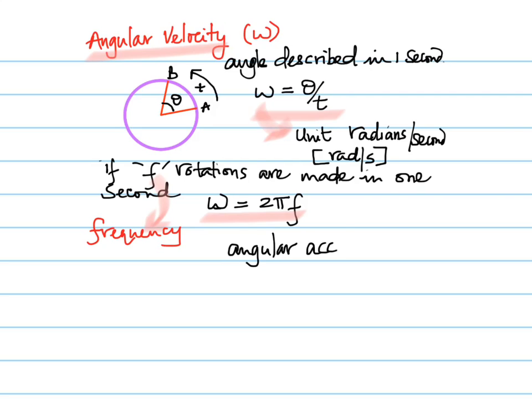Okay. Angular acceleration. The symbol is alpha. And it is defined as d omega by dt, the rate of change of angular velocity. Unit, radians per second squared. Instead of meter per second squared, you have radians per second squared, right?